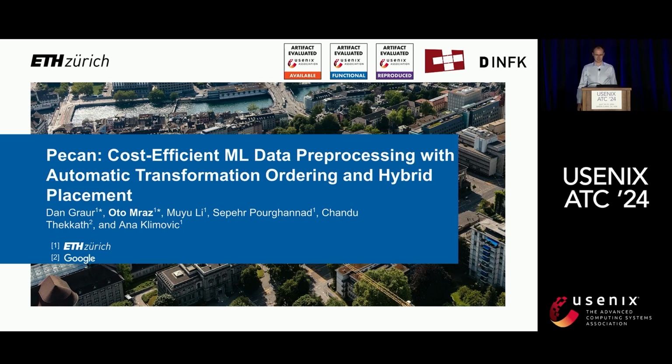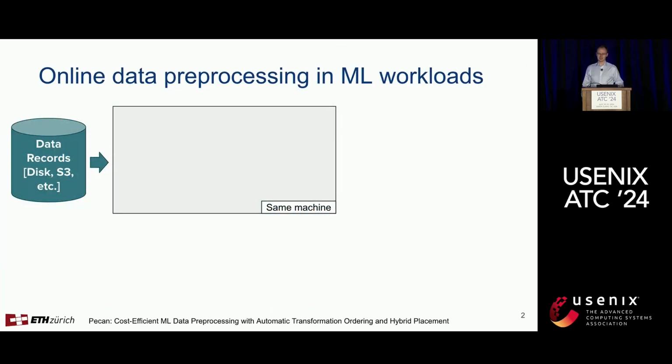My name is Mraz, and together with my colleagues from ETH Zurich and Google, we will present to you today our work on Pecan, which is our new system for cost-efficient machine learning data preprocessing with automatic transformation ordering and hybrid placement. So let me begin by describing the essence of online data preprocessing in machine learning workloads.